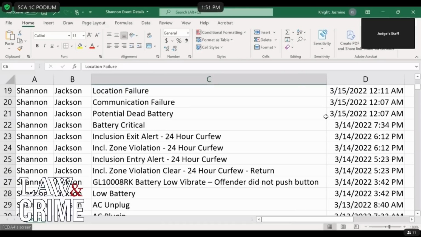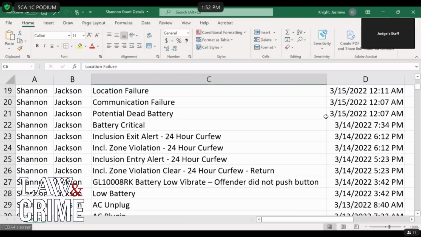So the next two events at 12:07 and 12:11 a.m. on March 15th were communication failure and location failure, when the system realized the device had no longer been communicating or providing location data. Now, with potential dead battery at 12:07, communication failure 12:07, and location failure 12:11, are those events connected in terms of the system? Yes, the assumption is that the device is no longer communicating because the battery has died. Obviously, the device can't communicate that it's dead. It can't phone home with a dead battery, but it's correlated, assumed that the device has died.